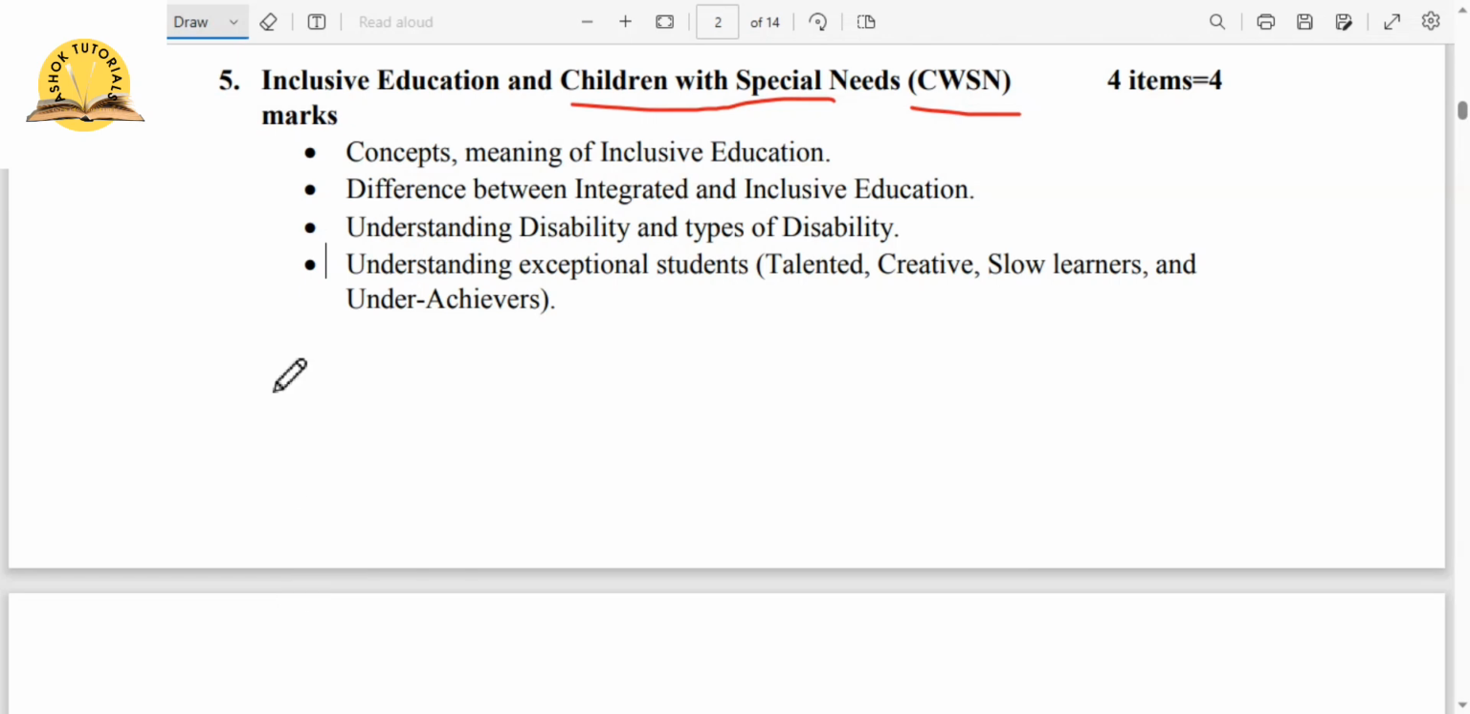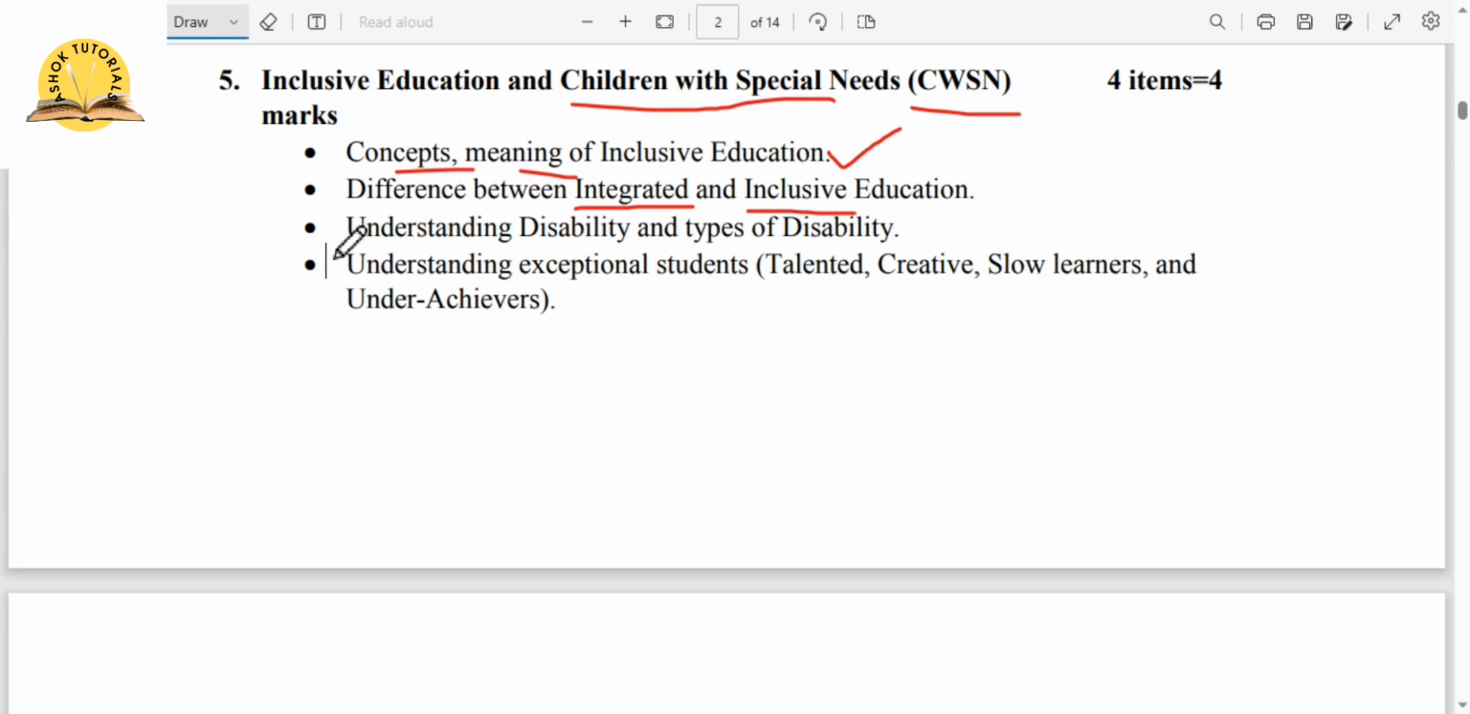Now, in inclusive education and children with special needs, we have to study the concept and the meaning of inclusive education, since many of us might not know what inclusive education is. Then differences between integrated and inclusive education. See, this is very important. Two terms, integrated and inclusive. So these two terms are very important. We have to understand what we mean by integration and what we mean by inclusion.